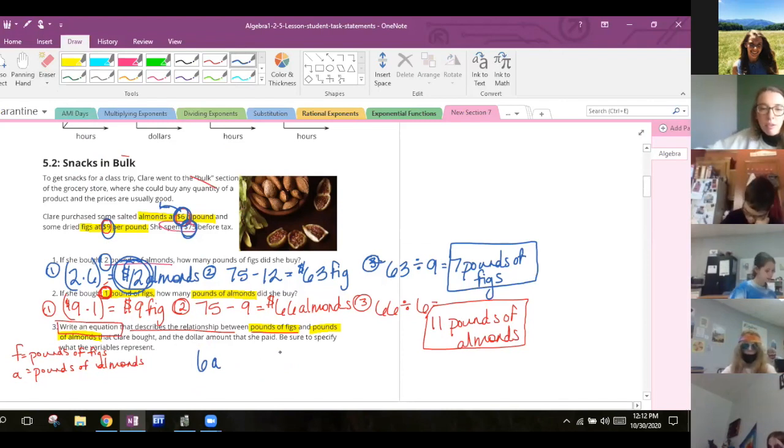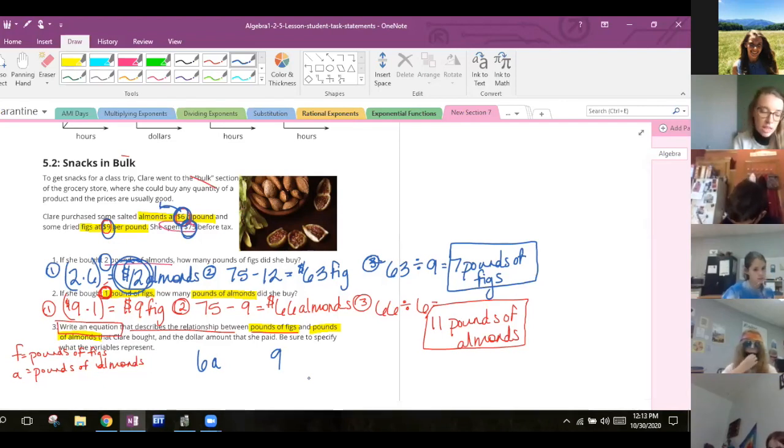Okay, now we have the price. I'm going to scoot over a little bit. Now we have the price of the figs. That's the price for 1 pound of figs. Do we know how many pounds of figs we're going to get? No. So what can we use in its place? F.